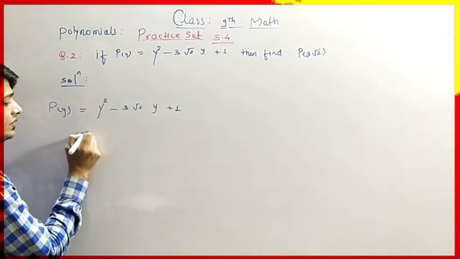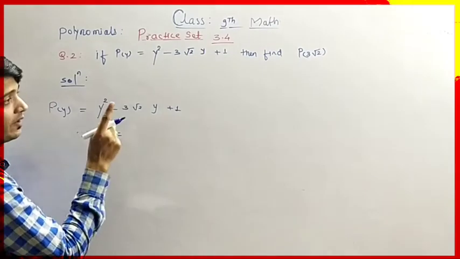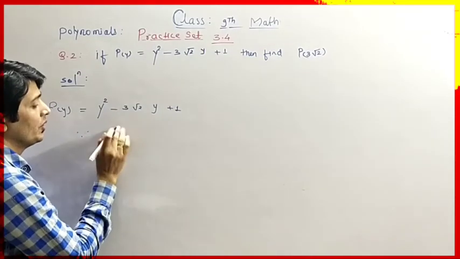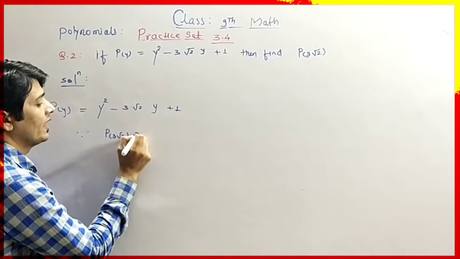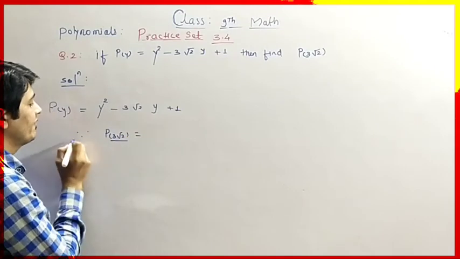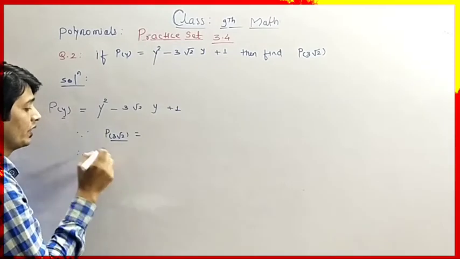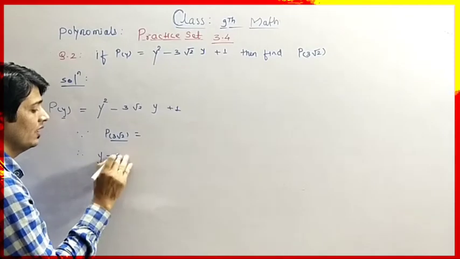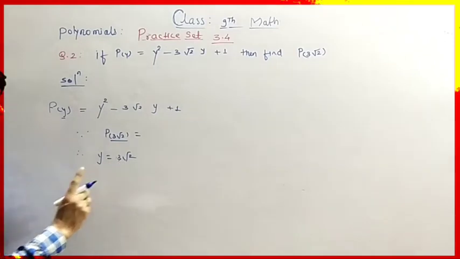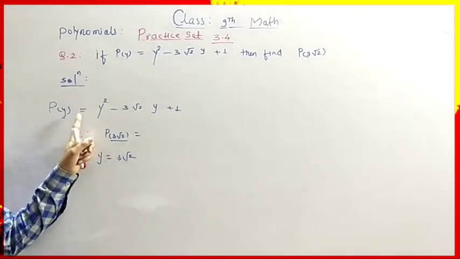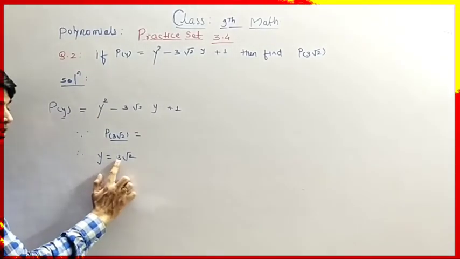Since p(y) equals this, what is given to us? We have to find the value of p(3 root 2), which means the value given is the value of y. Therefore we can write y equals 3 root 2. So in place of y we have to place 3 root 2, then we will find the value of this polynomial. Wherever we find y, we replace it by 3 root 2.